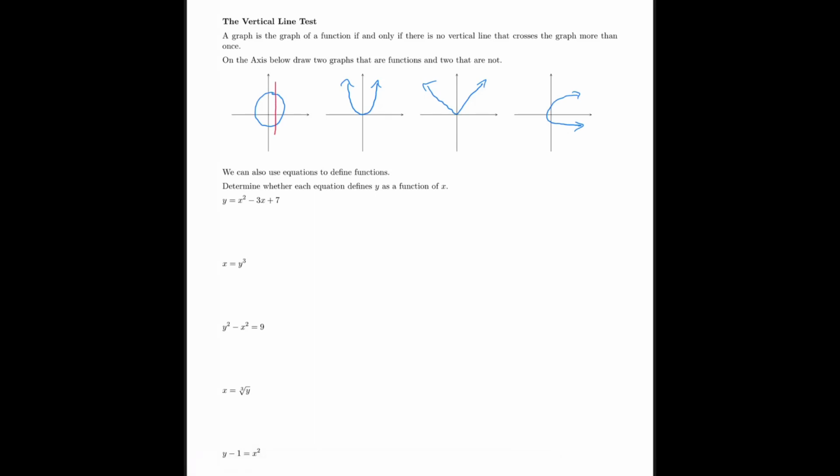So if I add vertical lines to each one of these graphs, you should be able to guess based on the vertical line which ones are functions. The ones that are functions are the ones where the line only touches once. So that would be the two in the middle here. The quadratic function, and this is called an absolute value function. Whereas the other two examples, the circle and the parabola that opens to the right, are not functions because the vertical line touches the graph more than once.